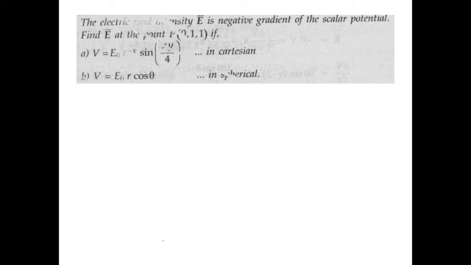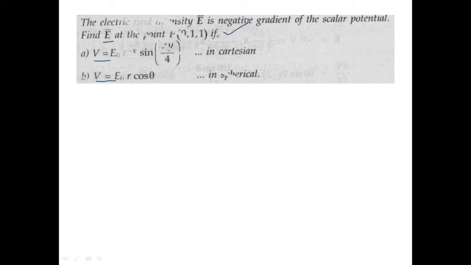So this is the end of this module. We will start the next module in the next class. This is one more problem I forgot to tell you. Here we have to find E vector at the point P(0,0,1,1). They have given V. This is a very easy problem. You can solve it by yourself.